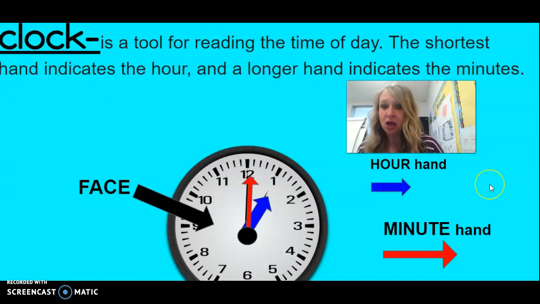Clock. Say clock. It is a tool for reading the time of day. The shortest hand is the hour hand. Say hour hand. And the longer hand is the minute hand. Say minute hand. The flat, round space with the numbers on top is called the face. Say face.